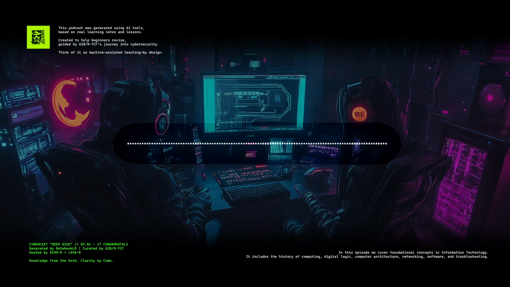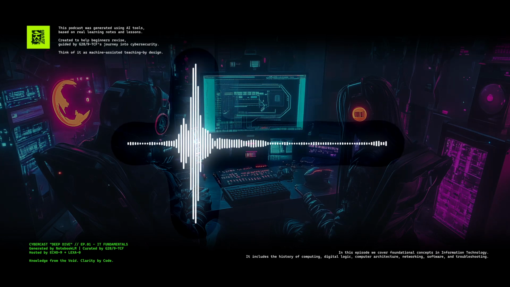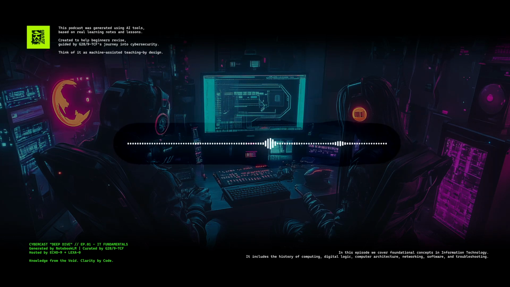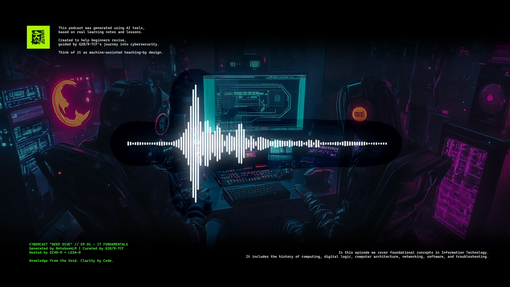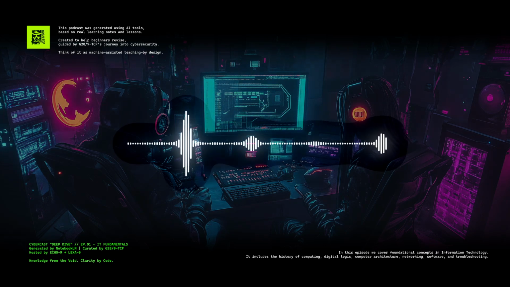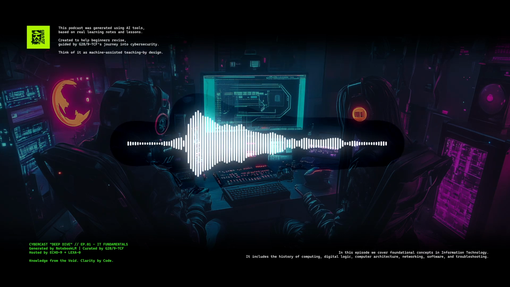Layer 1. Hardware, the physical stuff: laptop, phone, monitor, keyboard, the chips inside the box, things you can touch. Layer 2. The operating system. That's the software that manages the hardware, lets it all talk to each other. Windows, Mac OS, Linux, Android. The conductor of the orchestra.